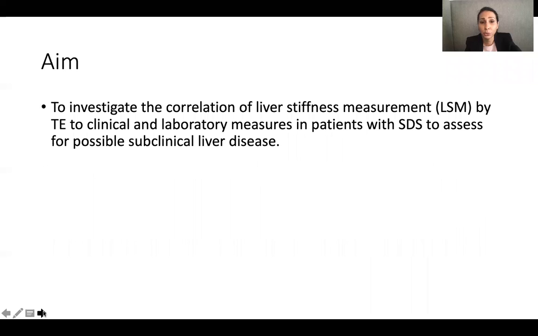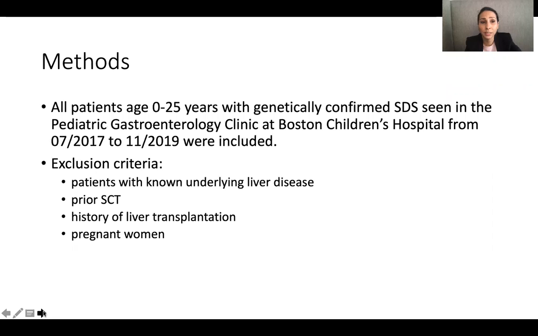The aim of our study was to investigate the correlation of liver stiffness measurement by TE to clinical and laboratory measures in patients with SDS to assess for possible subclinical liver disease. All patients aged 0 to 25 years with genetically confirmed SDS seen in the pediatric GI clinic from July of 2017 to November of 2019 were included. Exclusion criteria were patients with known underlying liver disease, prior stem cell transplantation, history of liver transplantation, or pregnancy.